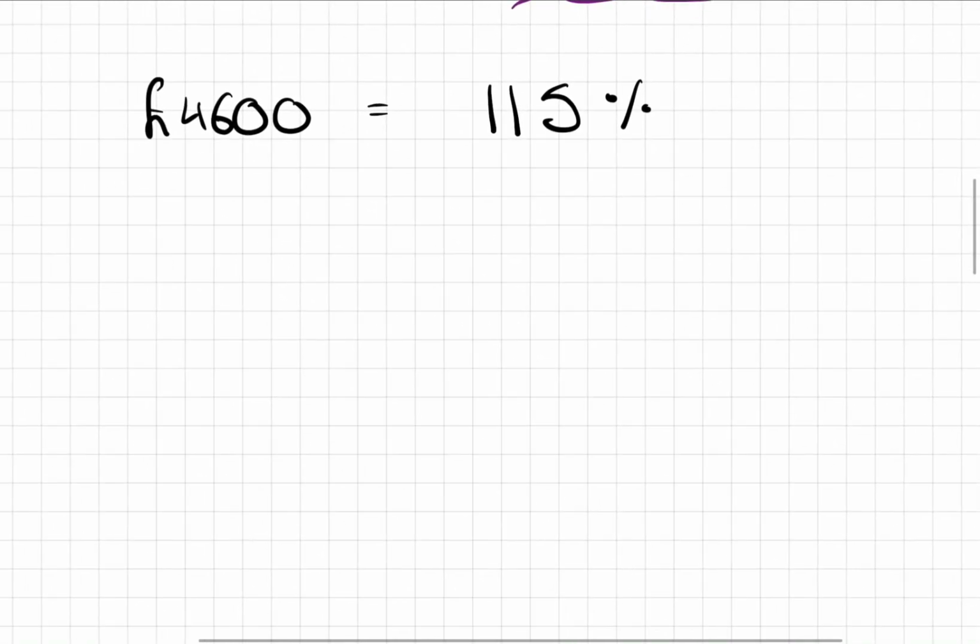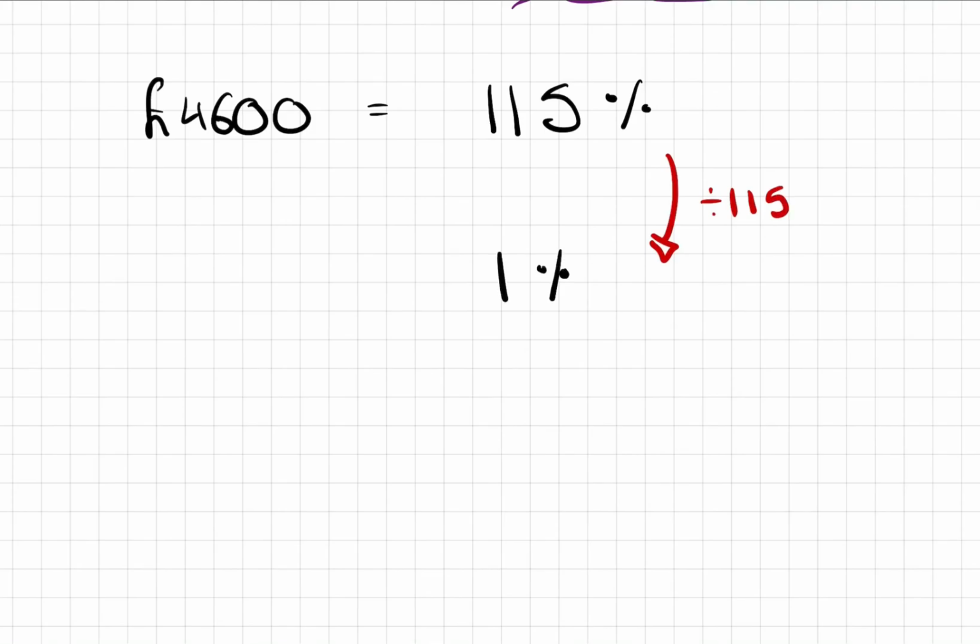So what we want to do here, we want to find out what 1% is, and we're going to divide it by 115. And then when we get that 1%, we're going to times it by 100. And that gives us 100%. That's our original amount, 100%.